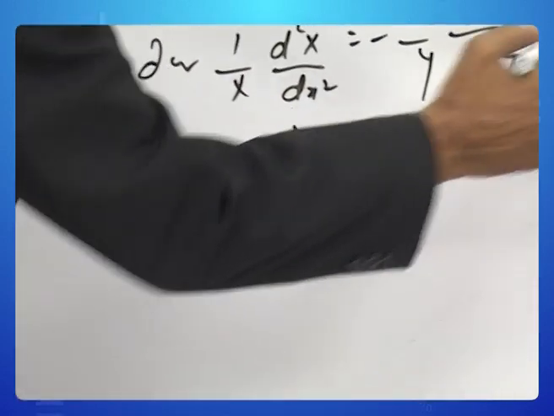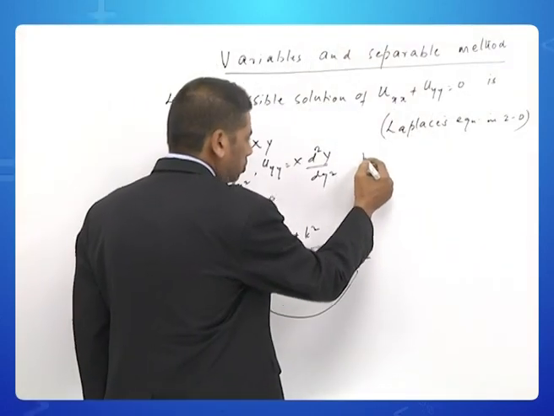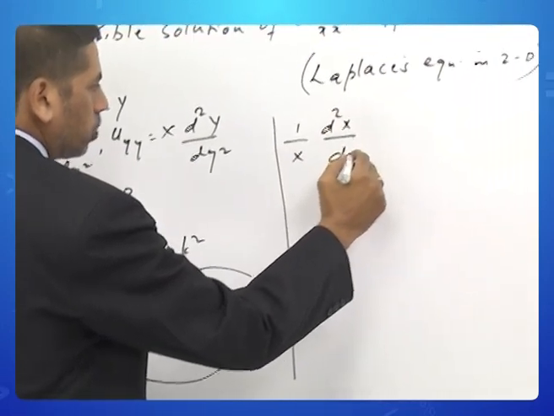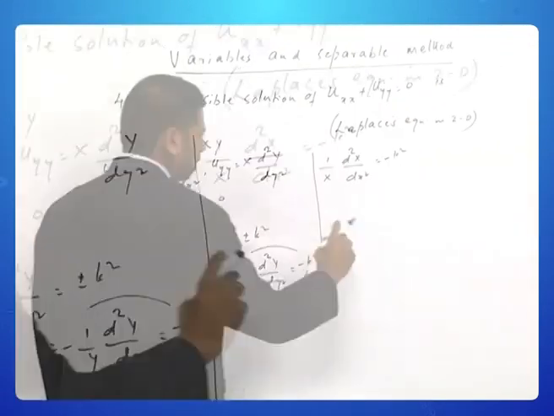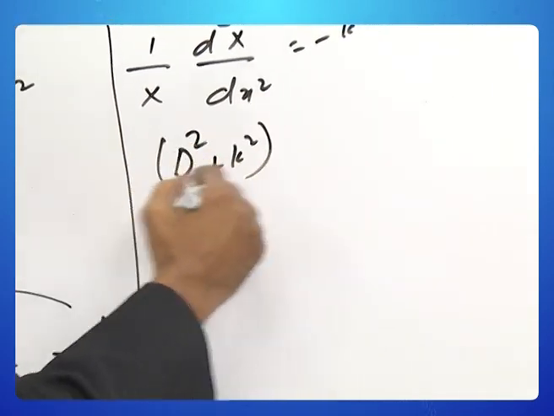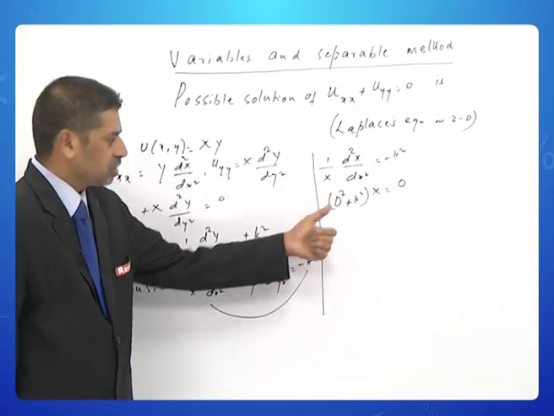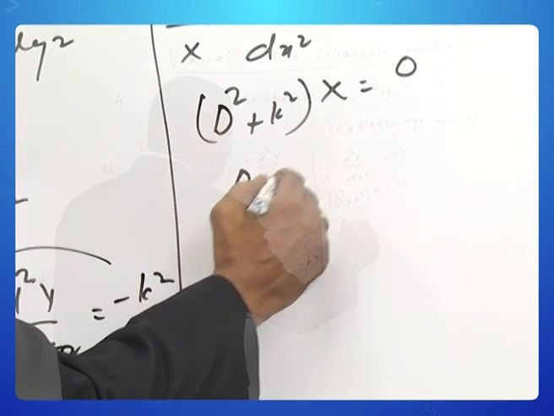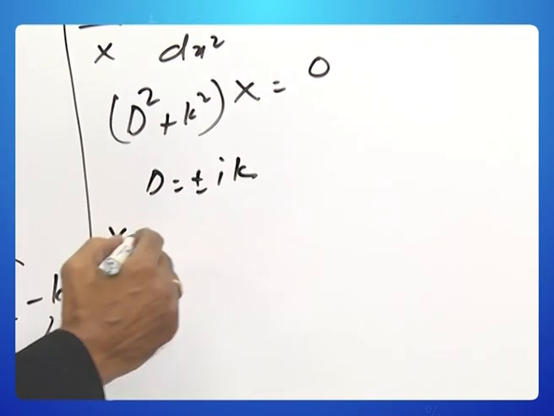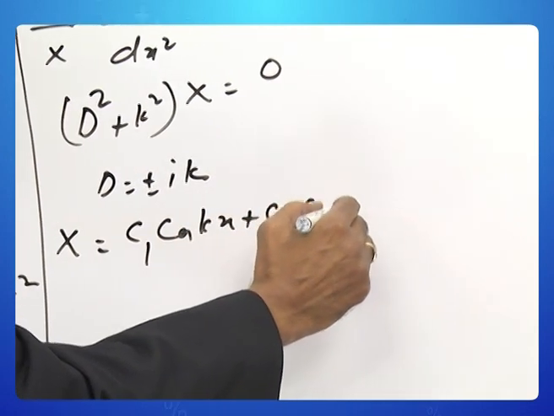We will take these two first and determine capital X, then we will take these two and determine capital Y. So, if you take 1 by capital X d square X by dx squared is equal to minus k squared and adjust the terms, you will get D square plus k square into capital X is equal to 0. And you know the roots of this are purely imaginary. So, D is equal to plus or minus i k. So, all of you know from the theory of ordinary differential equations, capital X is C1 cos kx plus C2 sin kx.